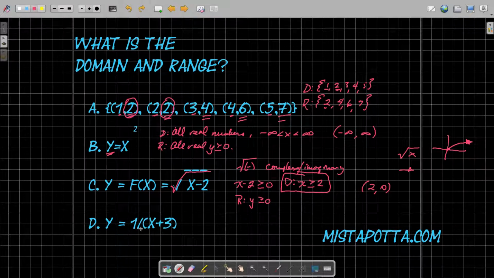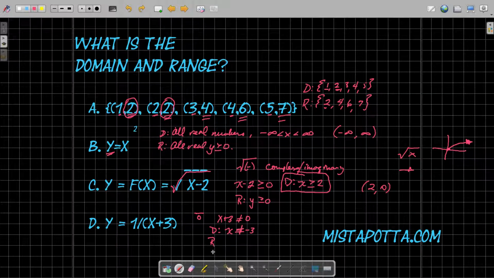Finally, when I'm looking at y equals 1 over x plus 3, I run into the problem that I can't divide by 0. Dividing by 0 gives me something that's undefined, or in some cases indeterminate. So I want to avoid that situation. So I want to find out where x plus 3 is not equal to 0, and that happens where x is not equal to negative 3. And so my domain is going to be where x is not equal to negative 3.